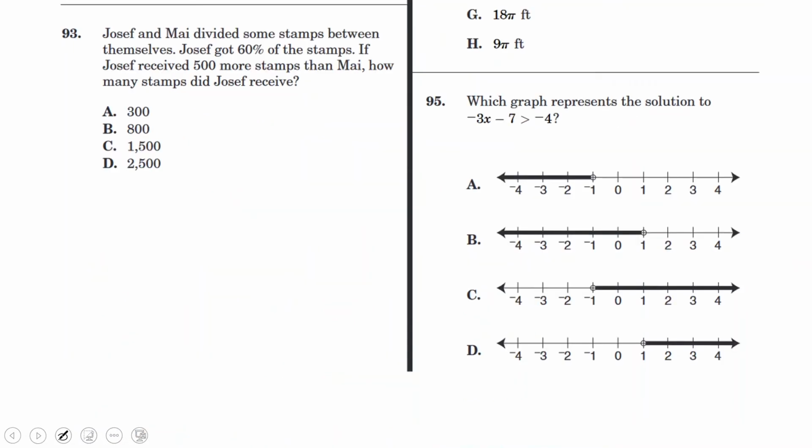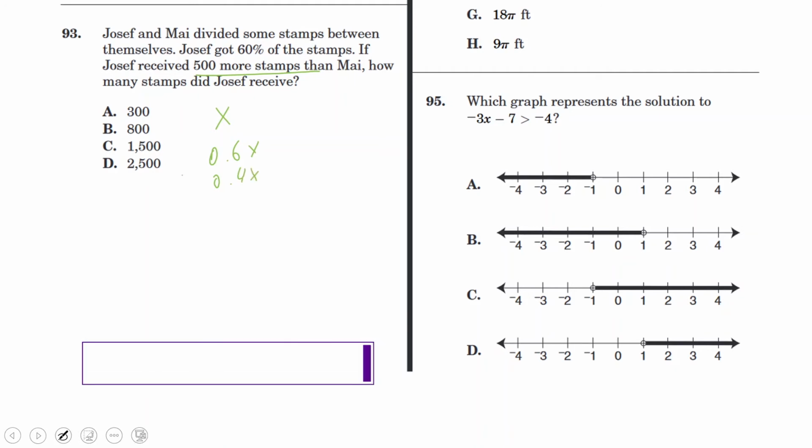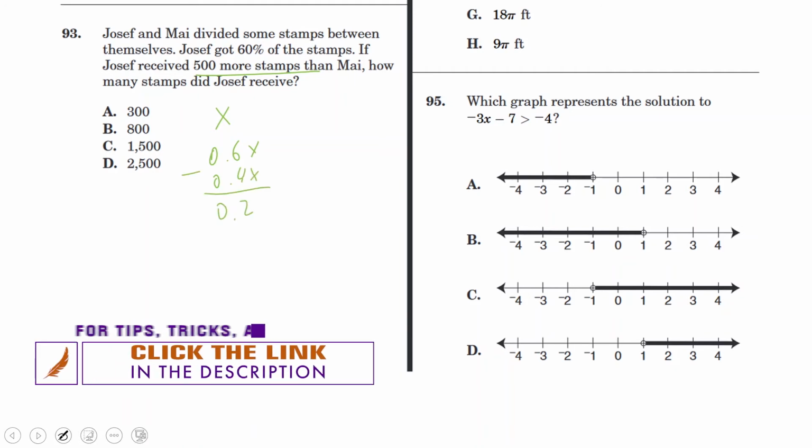Next, 93. Joseph and May divided some stamps between themselves. Joseph got 60% of the stamps. If Joseph received 500 more stamps, okay, so let's assume there are x stamps total. So Joseph got 0.6x and May therefore got 0.4x. So the subtraction of that will give us 0.2x, and that's equal to 500.